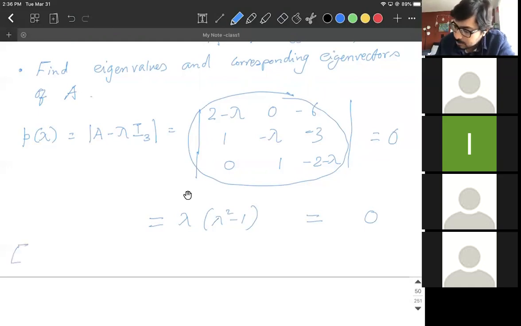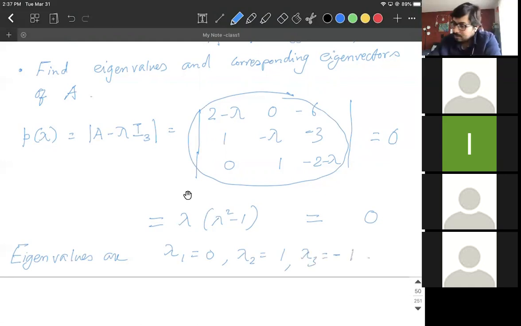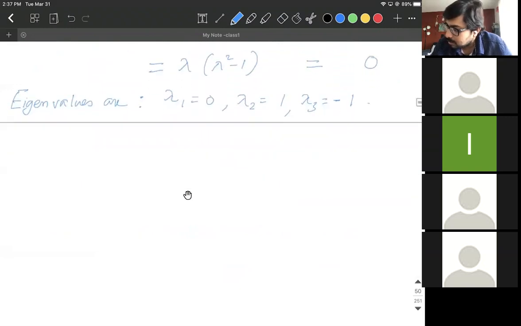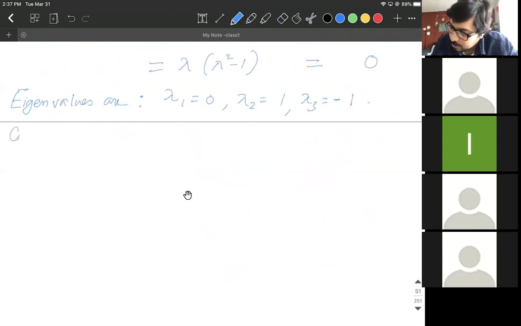So the eigenvalues are what? So lambda 1 equals 0, corresponding to this factor. Then lambda 2 equals 1, corresponding to one root. And then lambda 3 equals minus 1. So these are the three eigenvalues of the matrix, the three roots, you can say. Then, okay, so we have found the eigenvalues, then the corresponding eigenspaces.